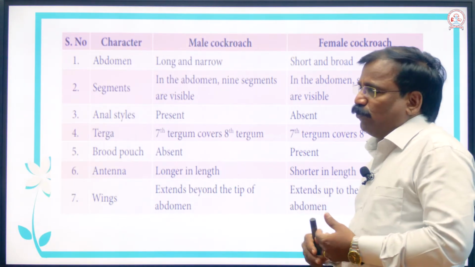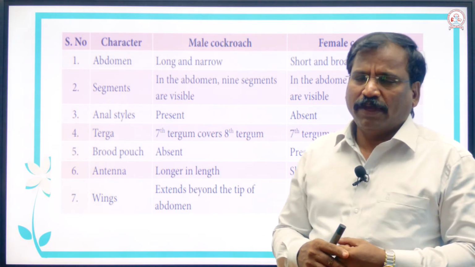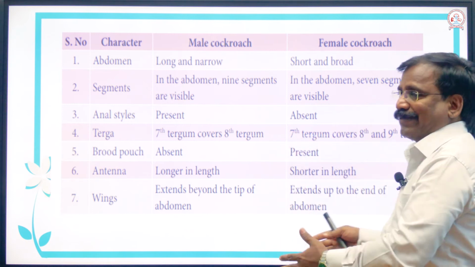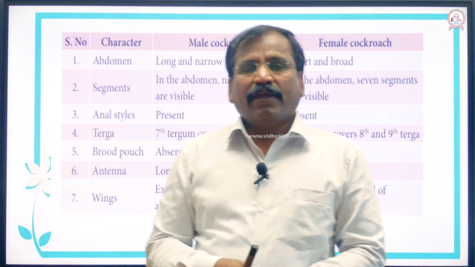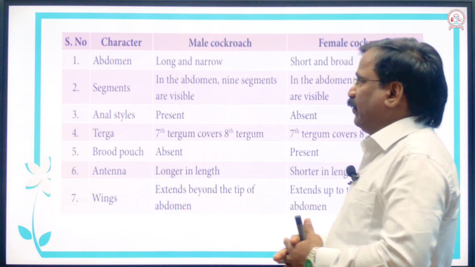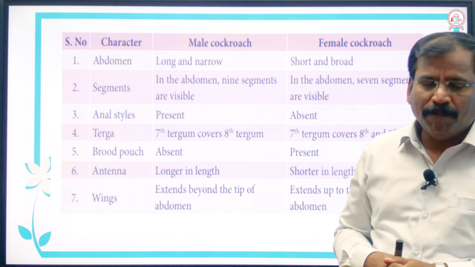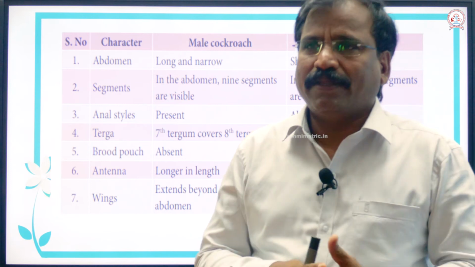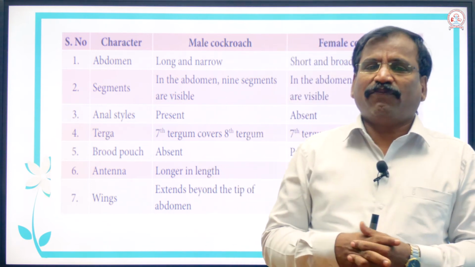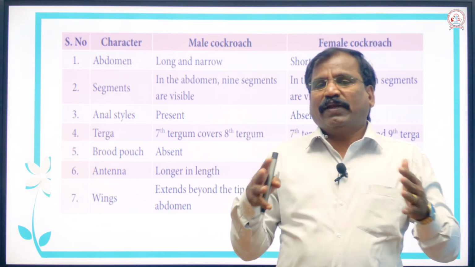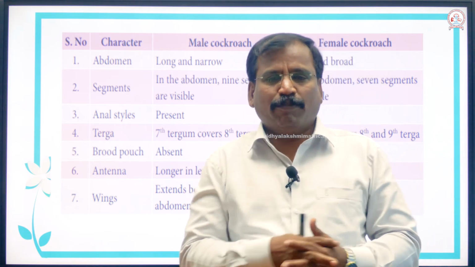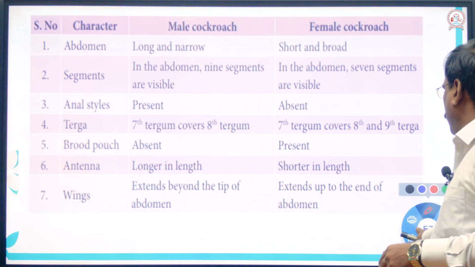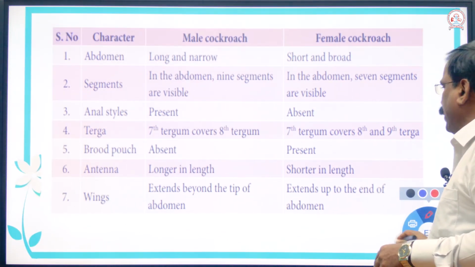And this is the most frequently asked 5 marks question. So what is the difference? Everything is compiled as a table, given in a table form. What is the difference between the male and female cockroach? We already studied that clear sexual dimorphism is seen. In sexual dimorphism, male and female cockroach can be identified easily. How? So what are the differences between male and female cockroach? If it is asked in a 5 marks question, we have to write like this.